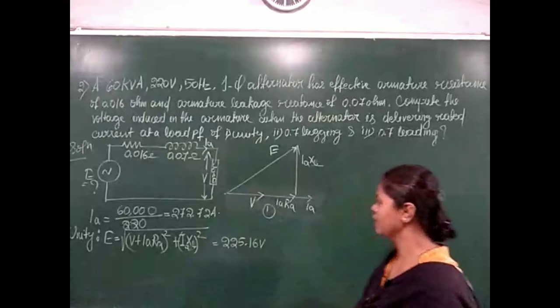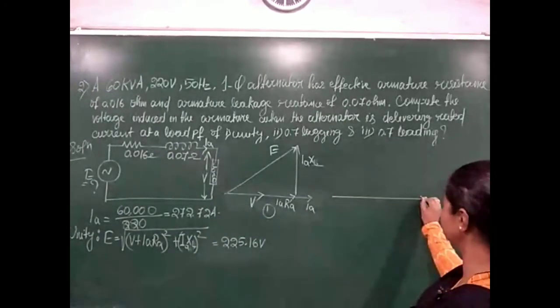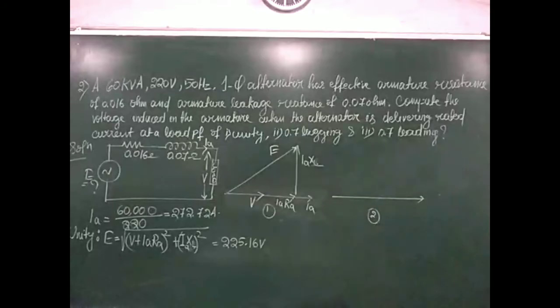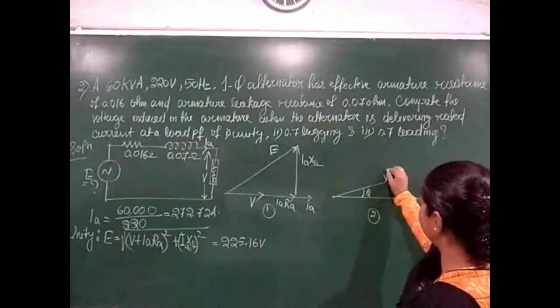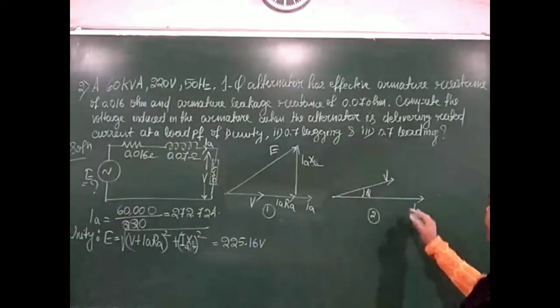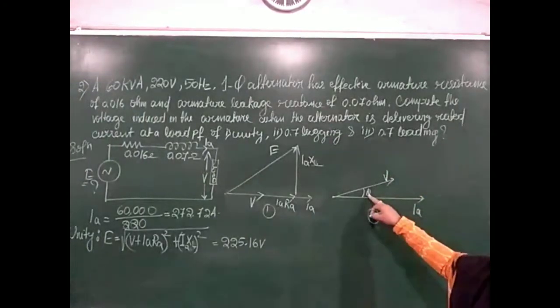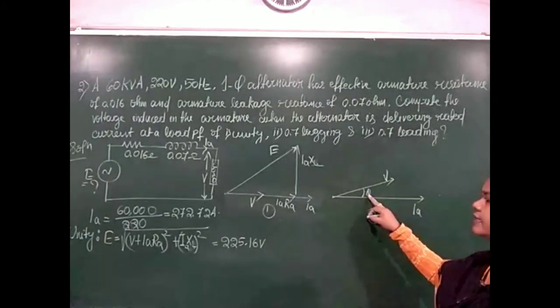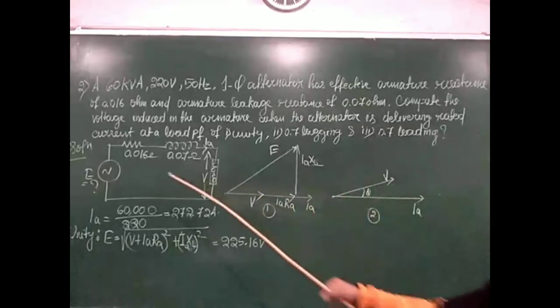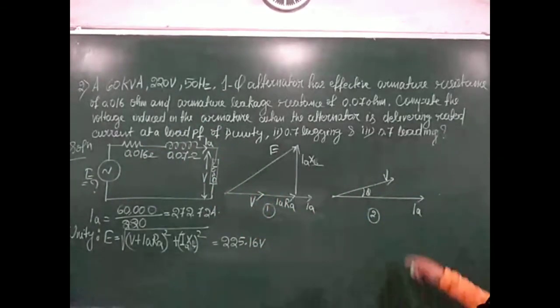Then come to the lagging power factor. This is the second case, that is the lagging power factor. Here you take current IA as a reference. Then in case of lagging power factor, the voltage leads the current by an angle phi. Which voltage? The terminal voltage V. Or you may say that the current lags the terminal voltage by an angle phi. This phi is known as the power factor angle.